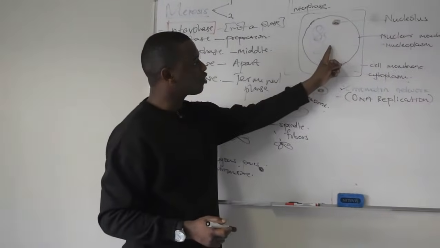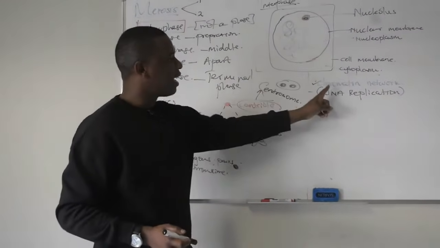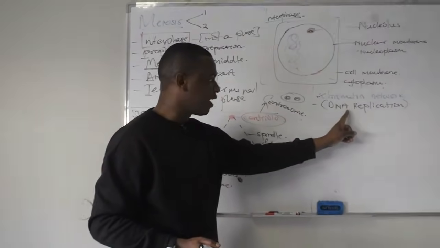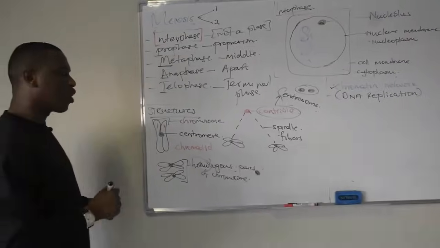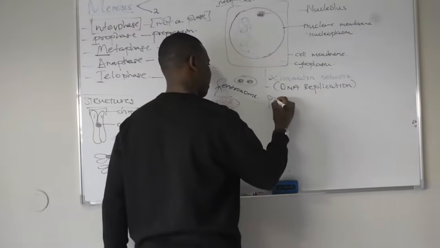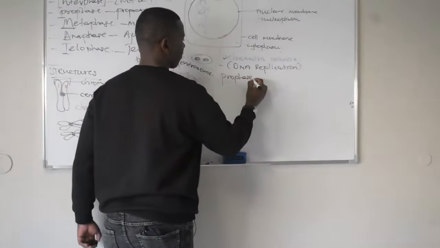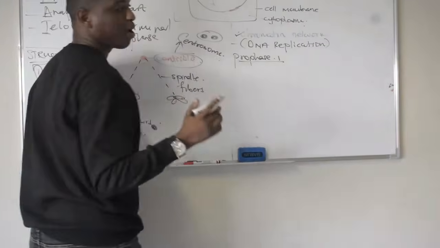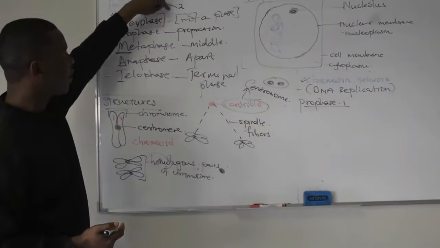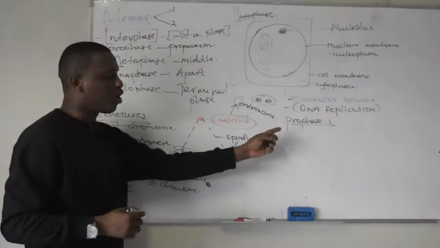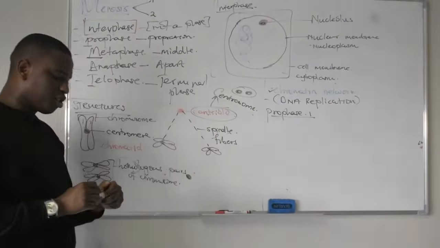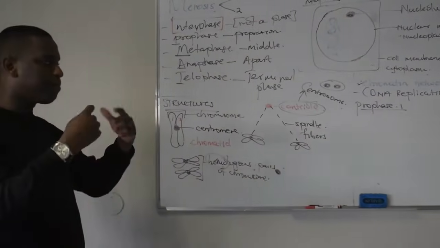So this is going to be our chromatin network. It unwinds during DNA replication to form chromosomes, right? And then we go to prophase 1. I said meiosis comes in 2 phases. Phase 1 and phase 2. So I'm still looking at phase 1. So at prophase 1, how do you see prophase 1? What happens in prophase 1?